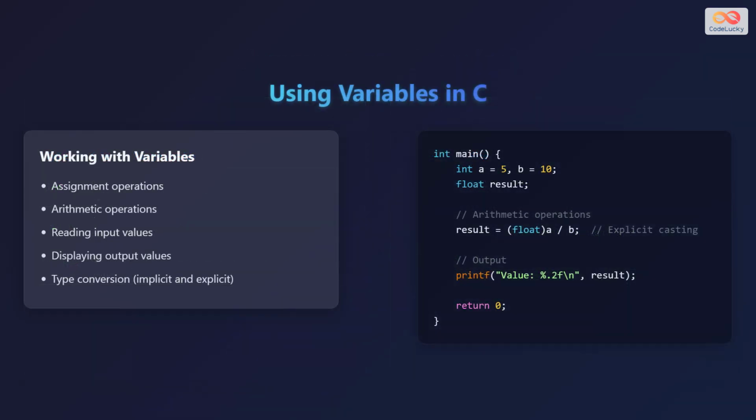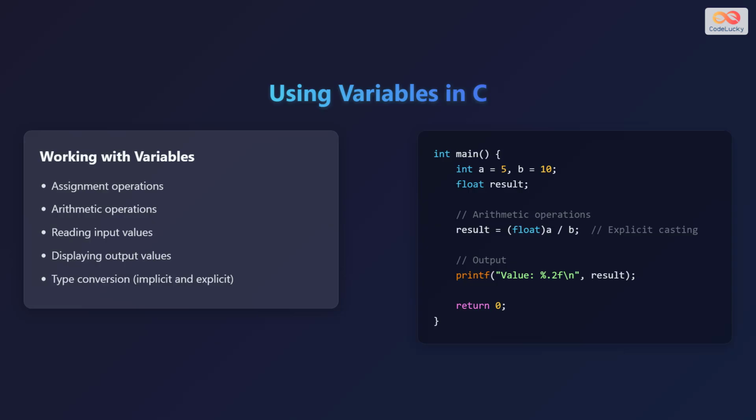Now let's explore how to use variables in C. You can perform assignment operations to assign values to variables. You can also perform arithmetic operations on variables, such as addition, subtraction, multiplication, and division. Additionally, you can read input values from the user and store them in variables. You can also display output values of variables to the console. It's also important to understand type conversion, which involves converting a variable from one data type to another, either implicitly or explicitly. Here is a code example.